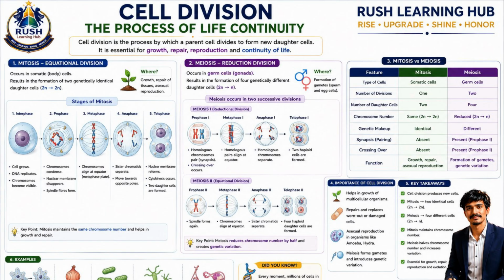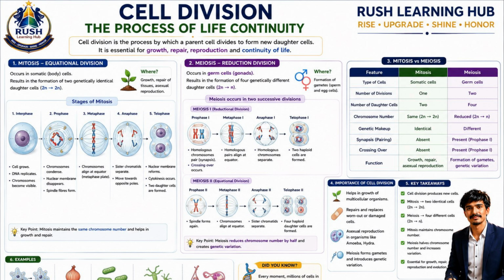The second stage is prophase. In prophase, chromatin fibers condense and become visible as chromosomes. The nuclear membrane begins to disappear and spindle fibers start forming. The third stage is metaphase. In metaphase, chromosomes arrange themselves along the center or equatorial plane of the cell. Spindle fibers attach to the chromosomes.